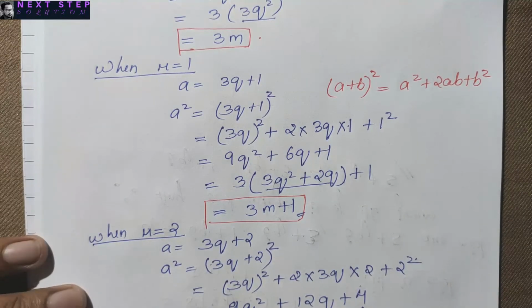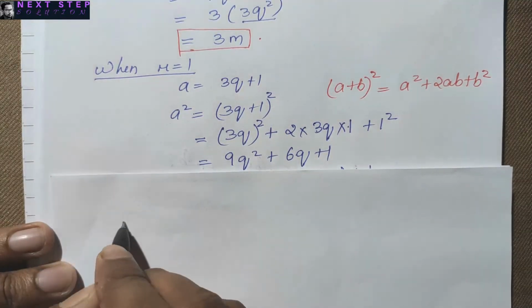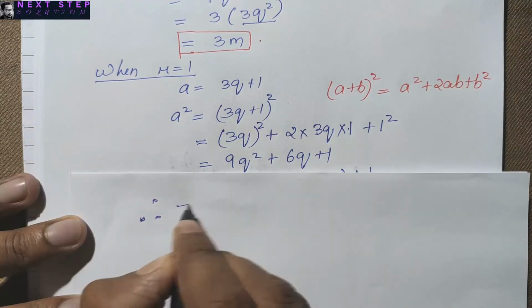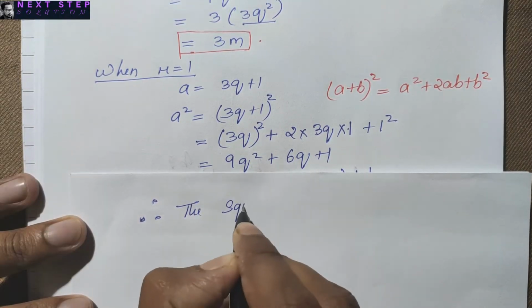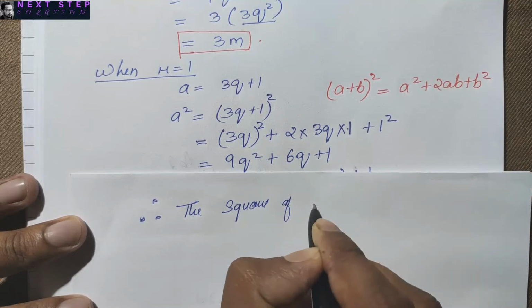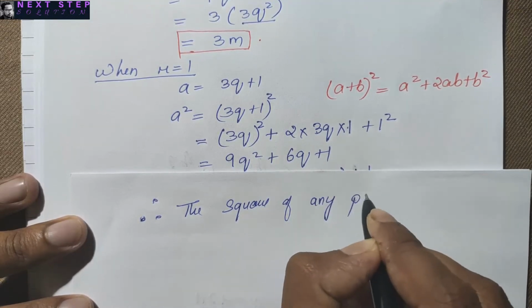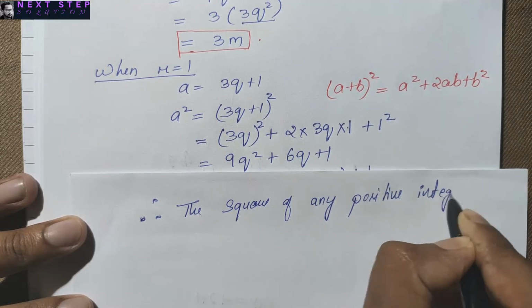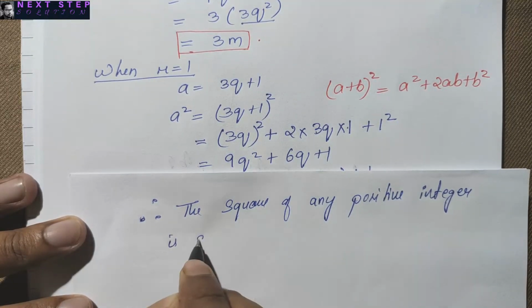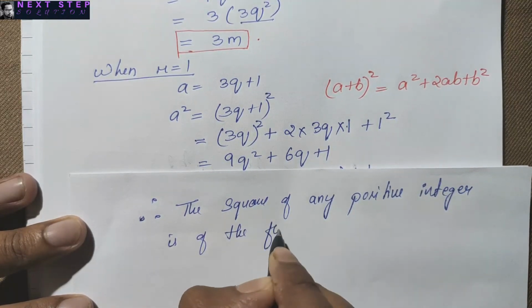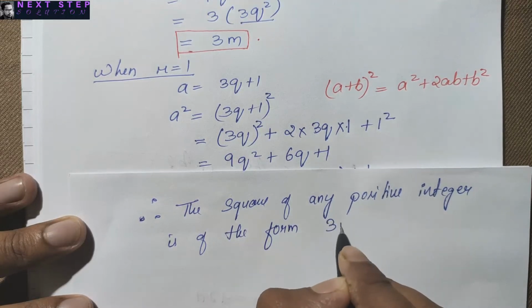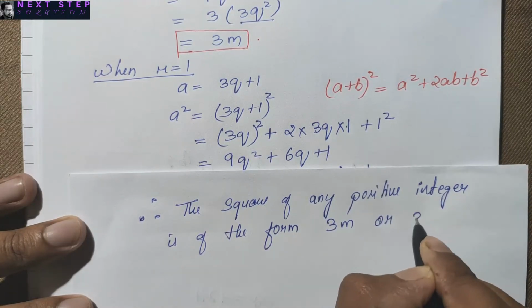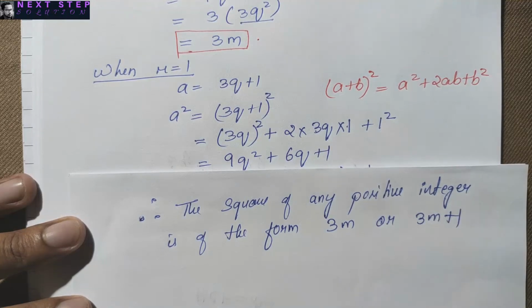Therefore, in the conclusion we can write, therefore the square of any positive integer is of the form 3m or 3m plus 1.